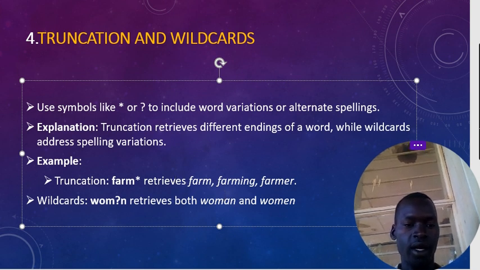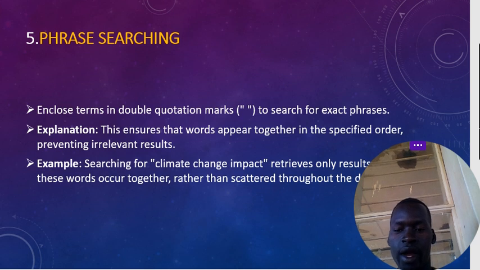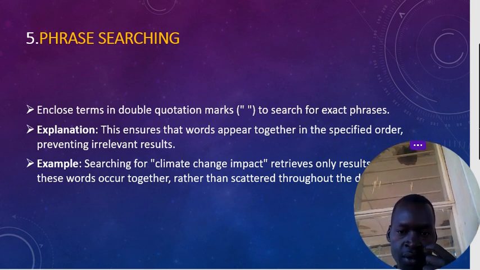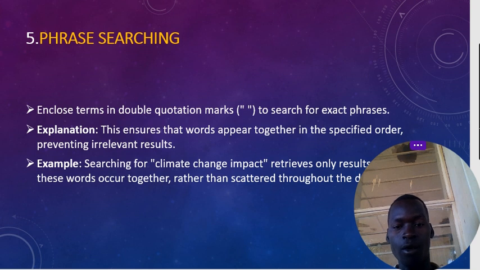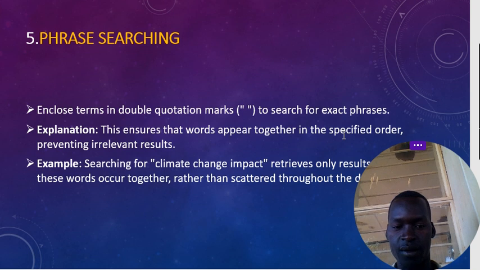And the next component here is phrase searching. In phrase searching, you need to enclose the terms in double quotation marks to search for exact phrases. The explanation is this: it ensures that words appear together in the specific order, preventing irrelevant results.